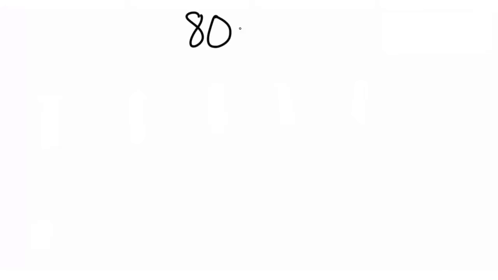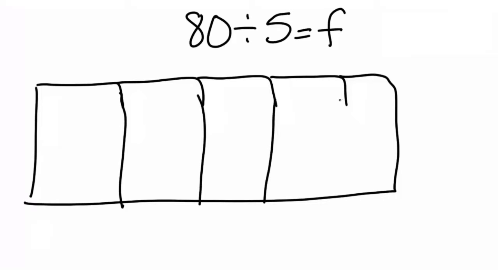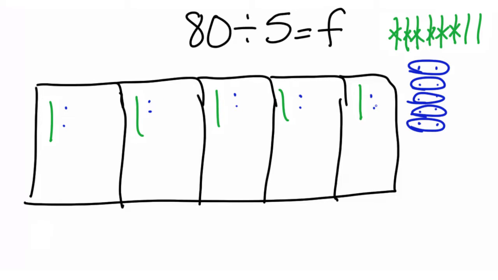Let's look at the problem of 80 divided by 5 equals F. Let's begin by drawing an array of 5 squares. Then take 5 of the 8 tens and place 1 in each box of the array. Decompose the remaining lines, which are really tens, and distribute them equally into the array. Place 2 dots in each array box until we run out. Then the next 10 line and the last.